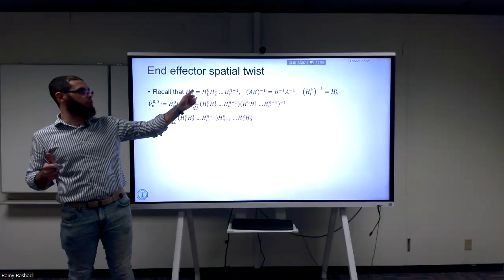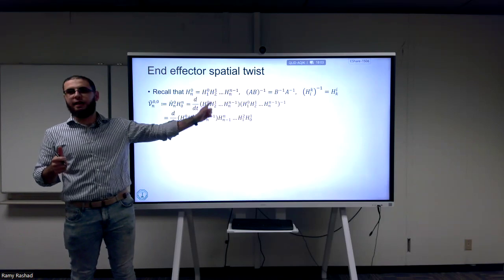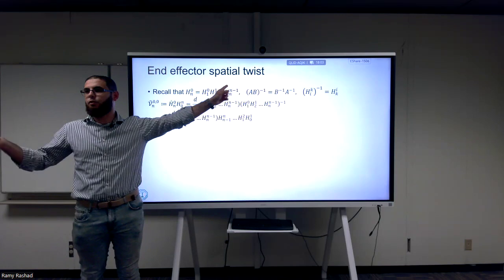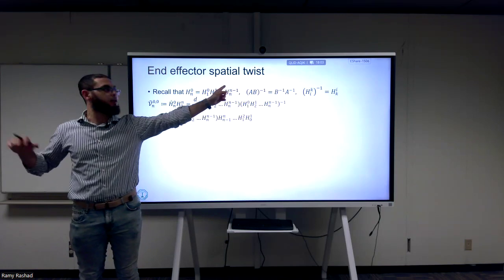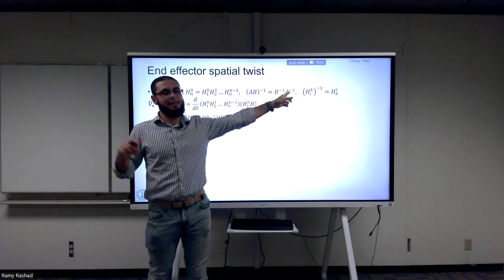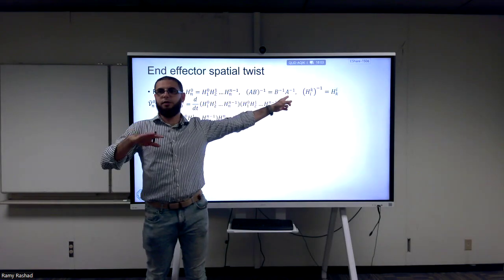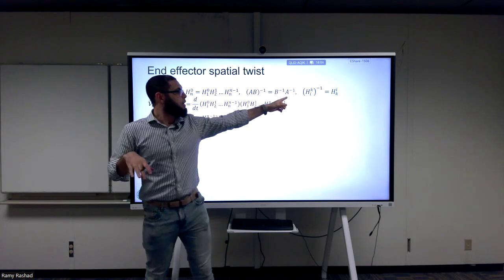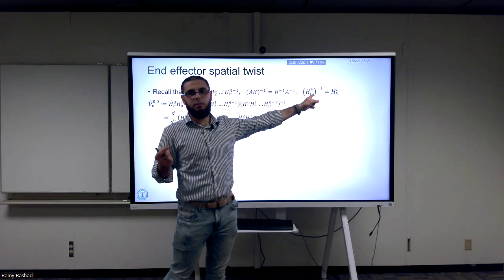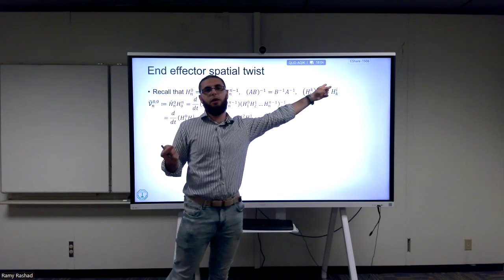Hn with respect to 0 is h1 with respect to 0 multiplied by h2 with respect to 1 and so on, up to n with respect to n minus 1. Everyone knows it? The inverse of the product of two matrices is the second one inverse multiplied by the first one inverse. Clear? The inverse of the relative pose of i with respect to k is nothing else than the pose of k with respect to i.